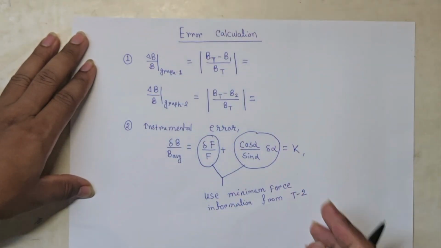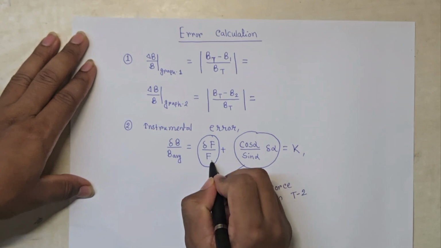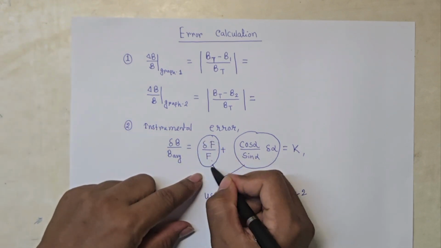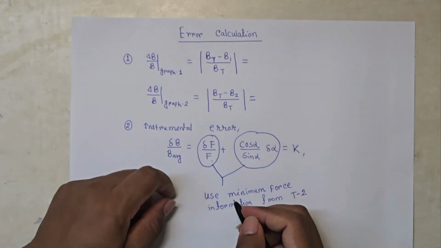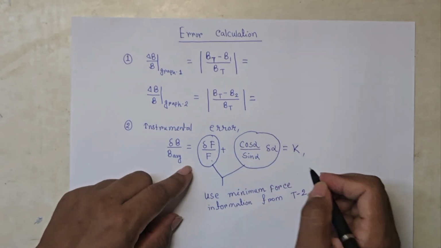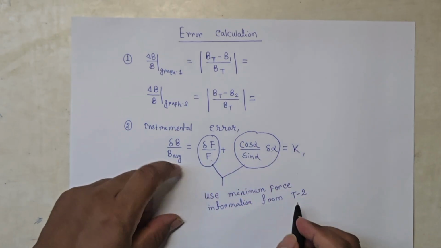And what will be the instrumental error? So instrumental error, there are two types of instrumental error. One error is due to the force measurement, and the other is due to the angle measurement. And here you have to use the information from table 2.